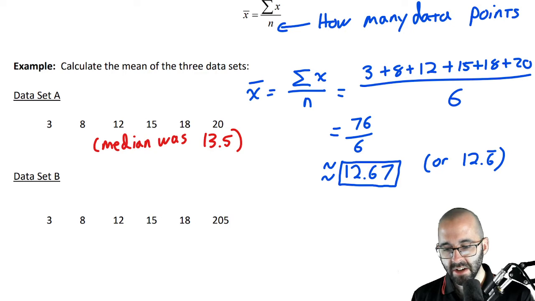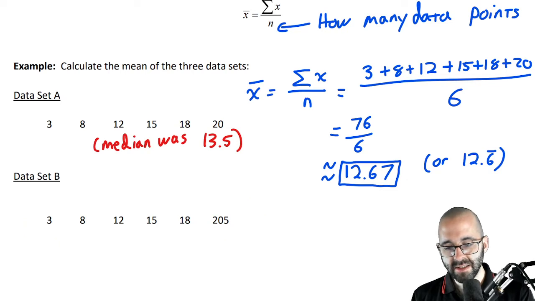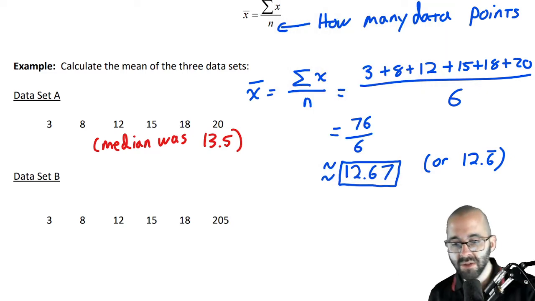Now let's look at a very similar data set. Notice that data set B is almost the same. There's just one little difference. What is that one little difference? This guy. This is probably, no, this is not probably, this is an outlier. Okay? 205 is an outlier.